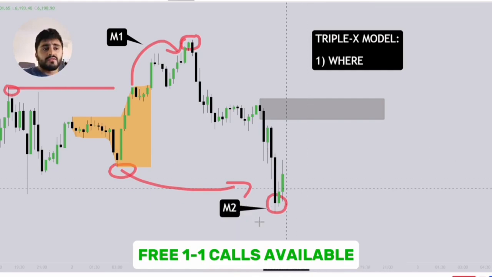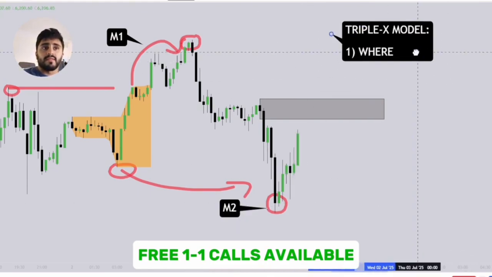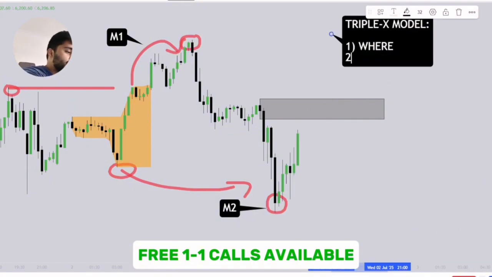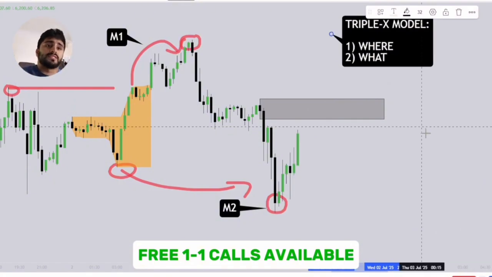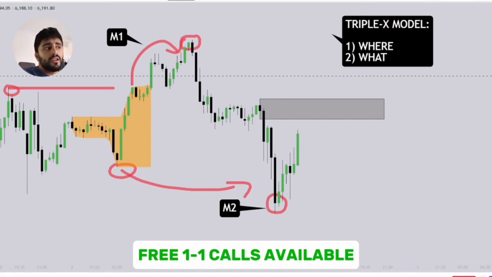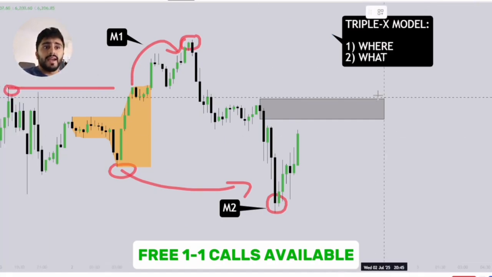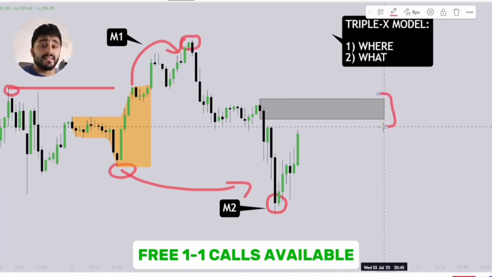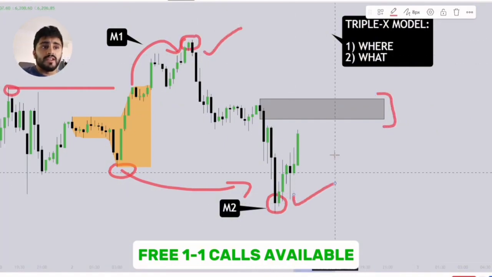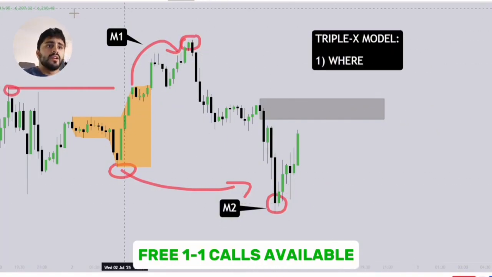So once we have manipulation phase 1 and manipulation phase 2, we are simply waiting for price to come into this fair value gap. So this is where step number 2 comes in. We're looking for what? The what is often the most simple thing we're looking for. We are looking for price to give us a POI and to enter this POI, to enter this key level after we've seen our manipulation models. It's that simple. So once you have that in place, that's going to be our step 2.